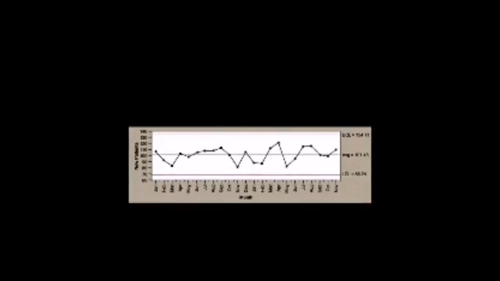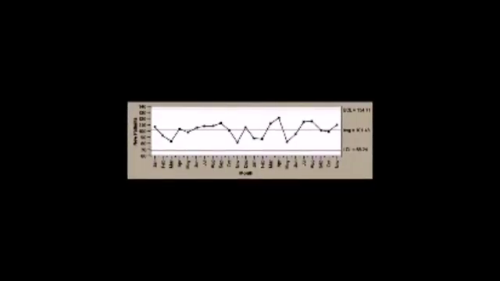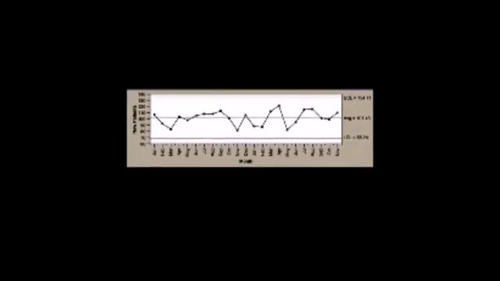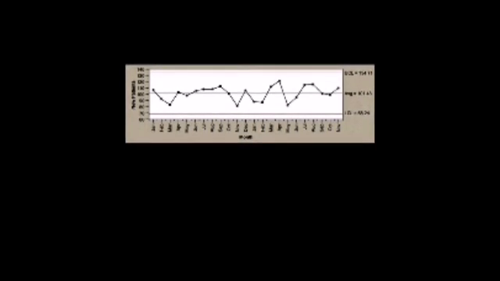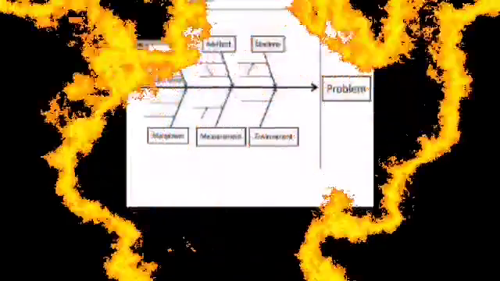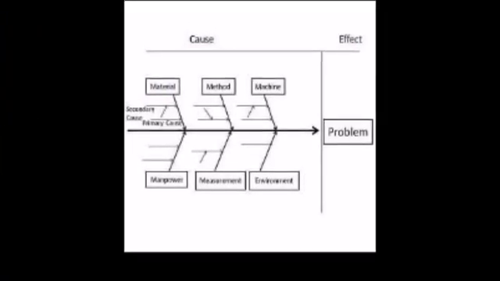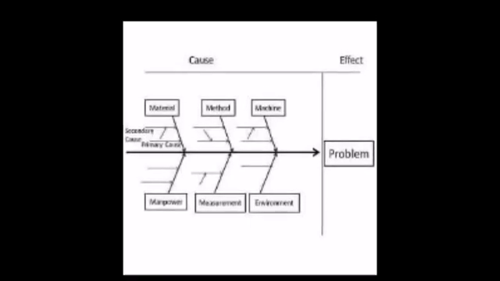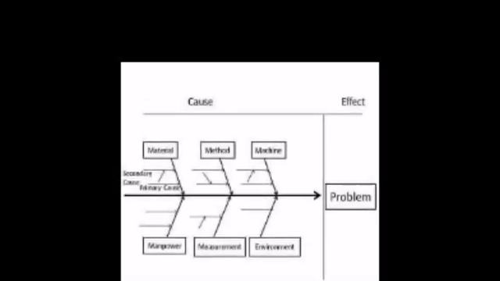Control charts are statistical process control tools used to determine if a manufacturing or business process is in a state of control. It is more appropriate to say that a control chart is a graphical device for statistical process monitoring. Cause and effect diagram, a diagram used to search for the cause or causes of the problem. It is also called a fishbone diagram because of its shape.